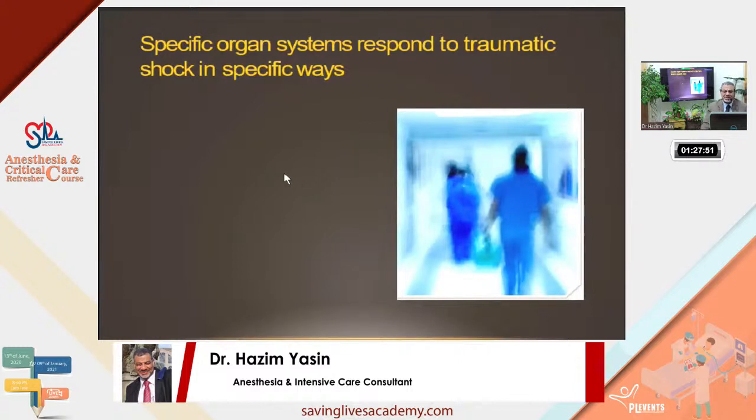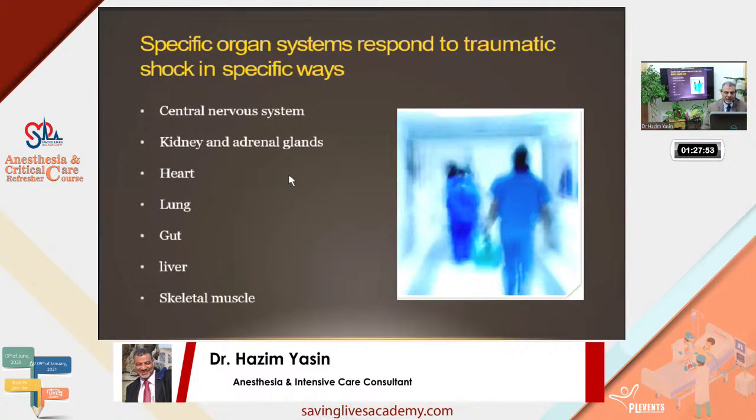Specific organ system respond to traumatic shock, which is the CNS and kidney, which is the most sensitive organ and system for the stable hemodynamics. And it is a very good indicator. Urine output is a very good indicator for the good perfusion.